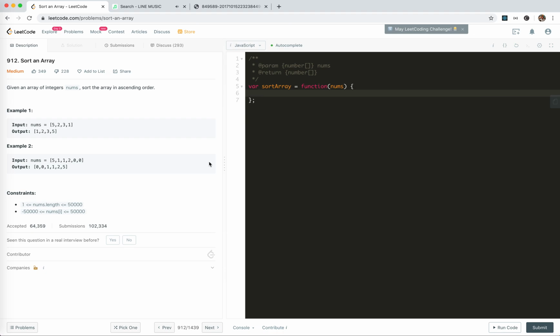Today, let's take a look at sort. There are a lot of sorting algorithms, and I'm just using this Leetcode problem, sort an array, to do the experiment. So the first method we're gonna take a look at is bubble sort.